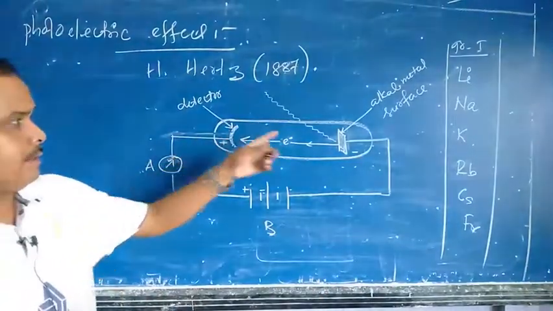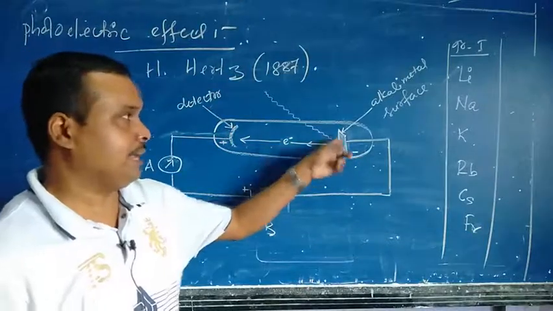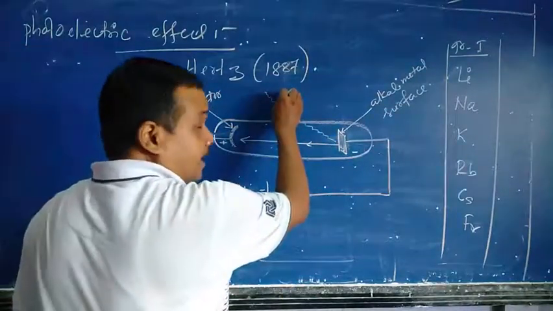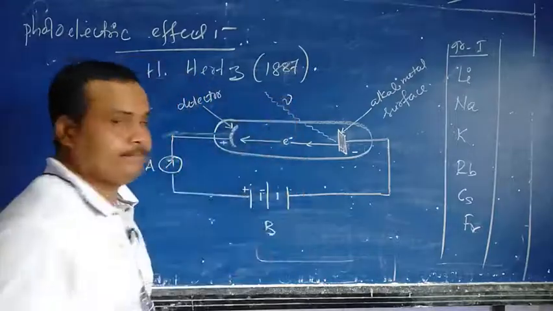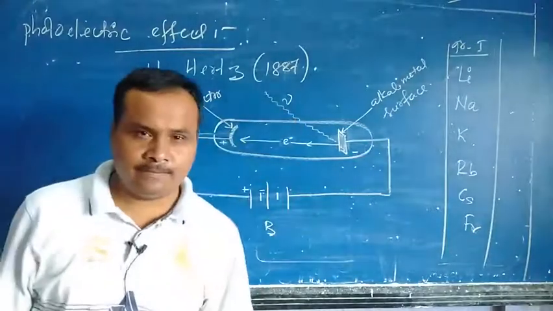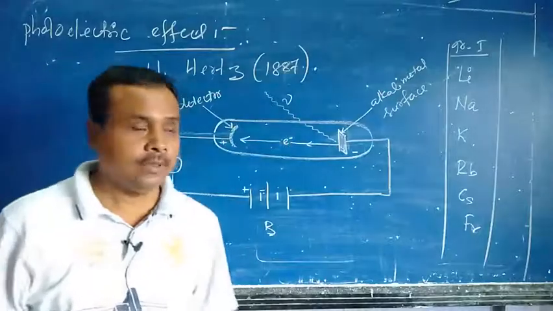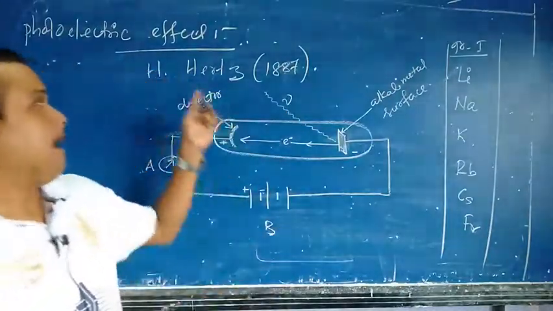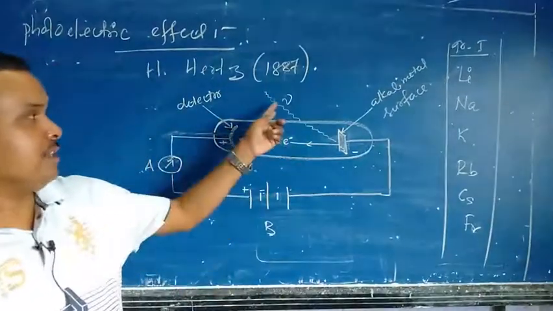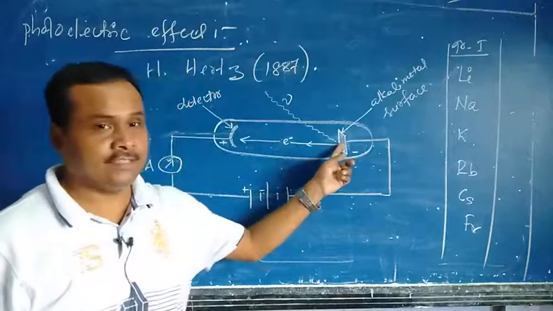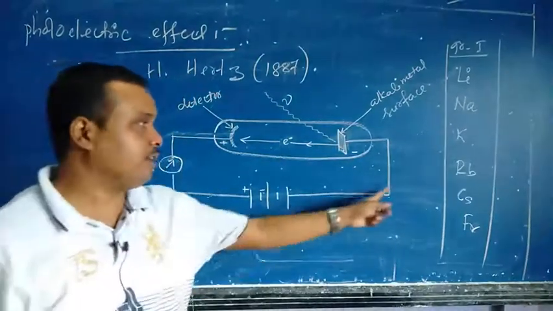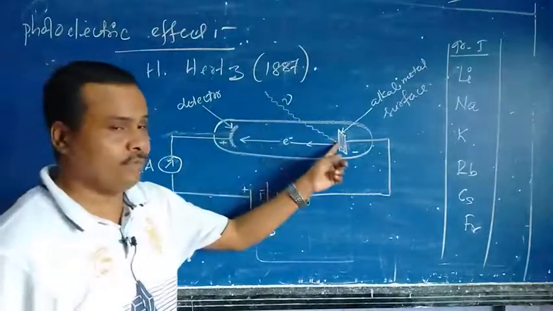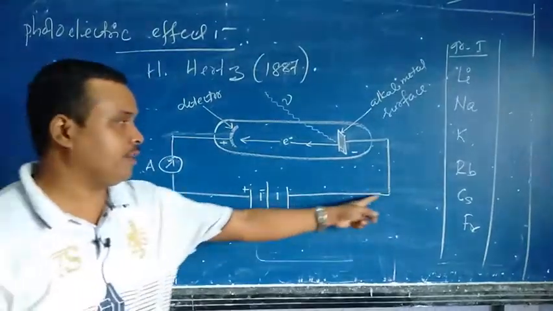Now when this alkali metal plate is struck by a radiation of definite frequency, this is the incident radiation, whose frequency we consider as nu. This is the radiation that strikes the metal surface. H. Hertz observed that when a radiation of definite frequency strikes the metal surface, current flows through this circuit.